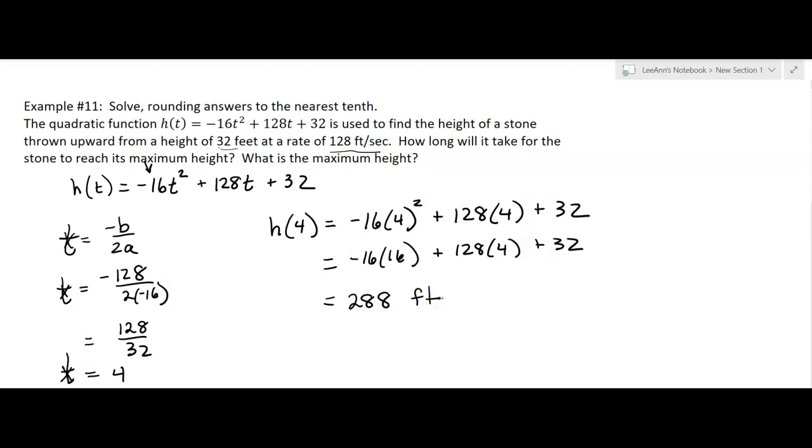So what's the maximum height? 288 feet. How long does it take for the stone to reach its maximum height? 4 seconds. So the first question says, how long will it take for the stone to reach its maximum height? 4 seconds. What is the maximum height? 288 feet.